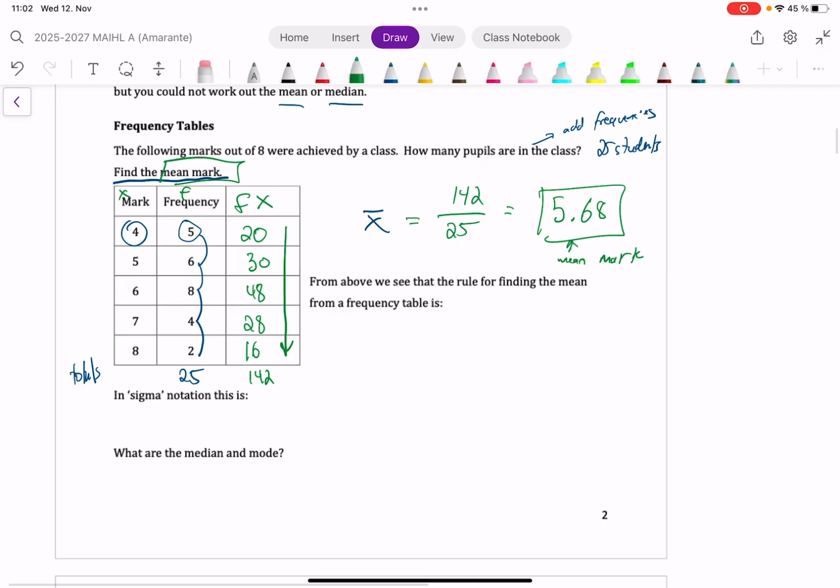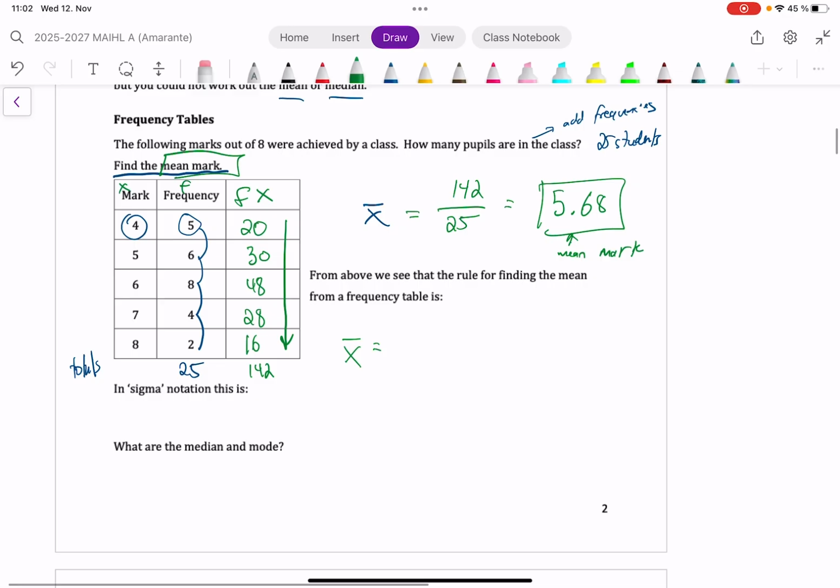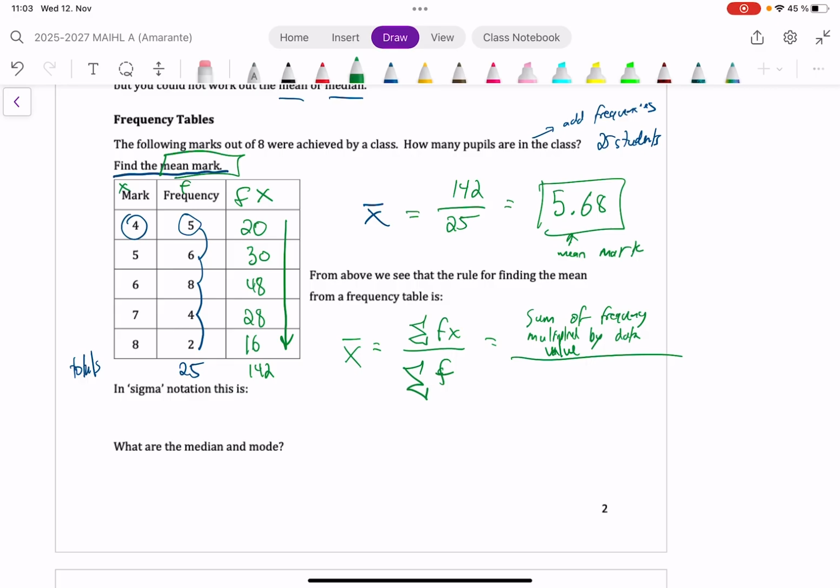So here it says from above, we can see the rule for finding the mean from a frequency table. X bar is always going to be the sum of f times x divided by the sum of f. Remember, sigma is just our shorthand for sum. What this means in words is it's the sum of the frequency multiplied by the data value, which in this case was the marks. So the sum of frequency multiplied by data value.